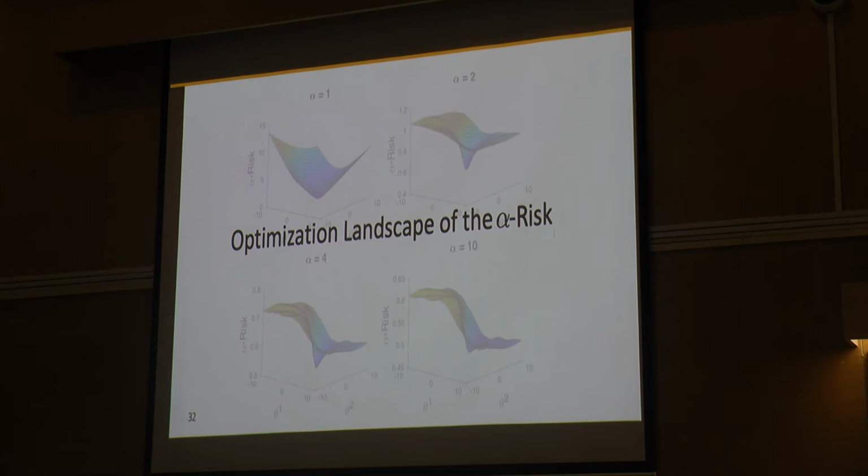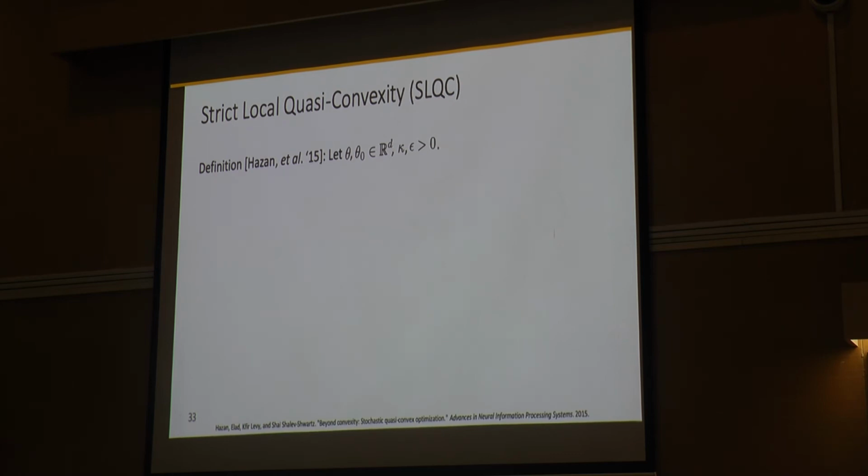To get to this optimization landscape, I'm going to introduce a little bit of theory in this context. Anytime you move away from strictly convex functions, there's this slight weakening that was introduced by Hazan, Levy, and Shalev-Shwartz and so on, and it's called local quasi-convexity, or strict local quasi-convexity, SLQC. Right?